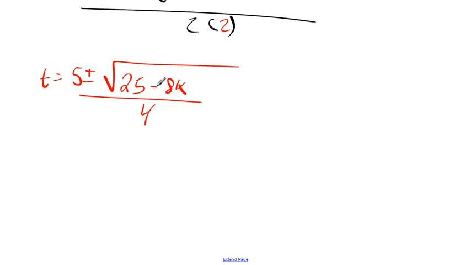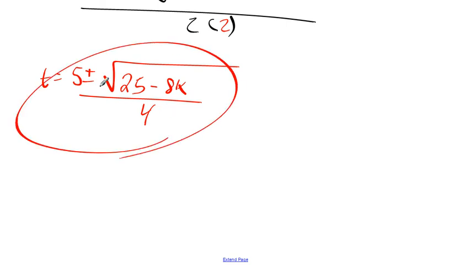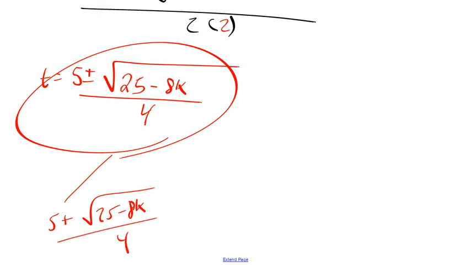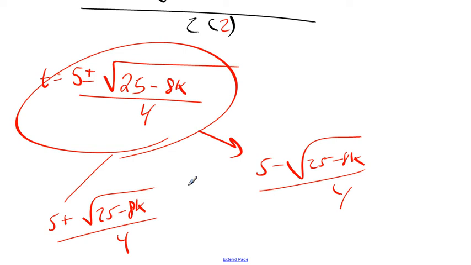Well, you can't do 25 minus 8k because 8k and 25 are not common terms. So basically, this is it right here. You can't simplify it. I mean, you can write it as 2 separate answers. You could write it as 5 plus radical 25 minus 8k all over 4. And then the second answer is 5 minus the square root of 25 minus 8k all over 4. But there's nothing that we can do to simplify what's in the radical. All right, so that's that answer right there.